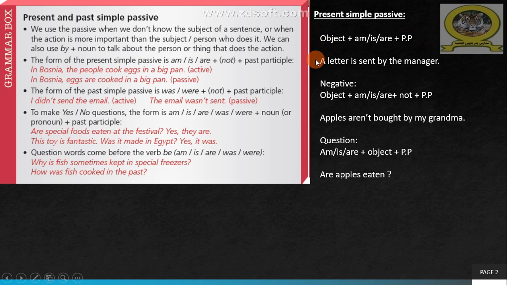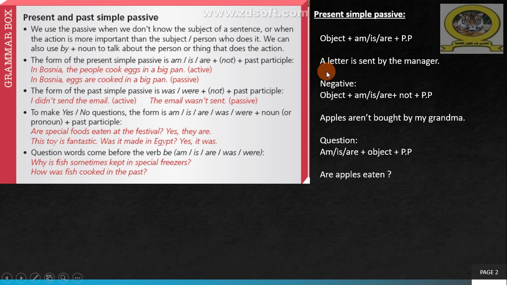For example, a letter is sent by the manager. I can omit "by the manager" and the sentence will be correct also. I can say, a letter is sent.